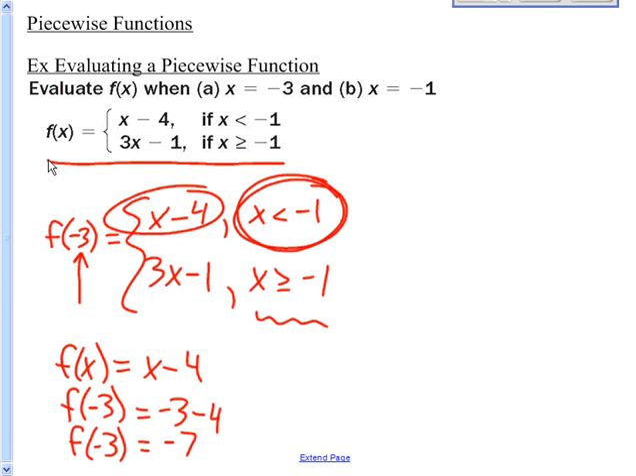Let's do the next one, part B. Well, how about when x is -1? What would that be? F of -3. Whoops, I'm sorry, f of -1.